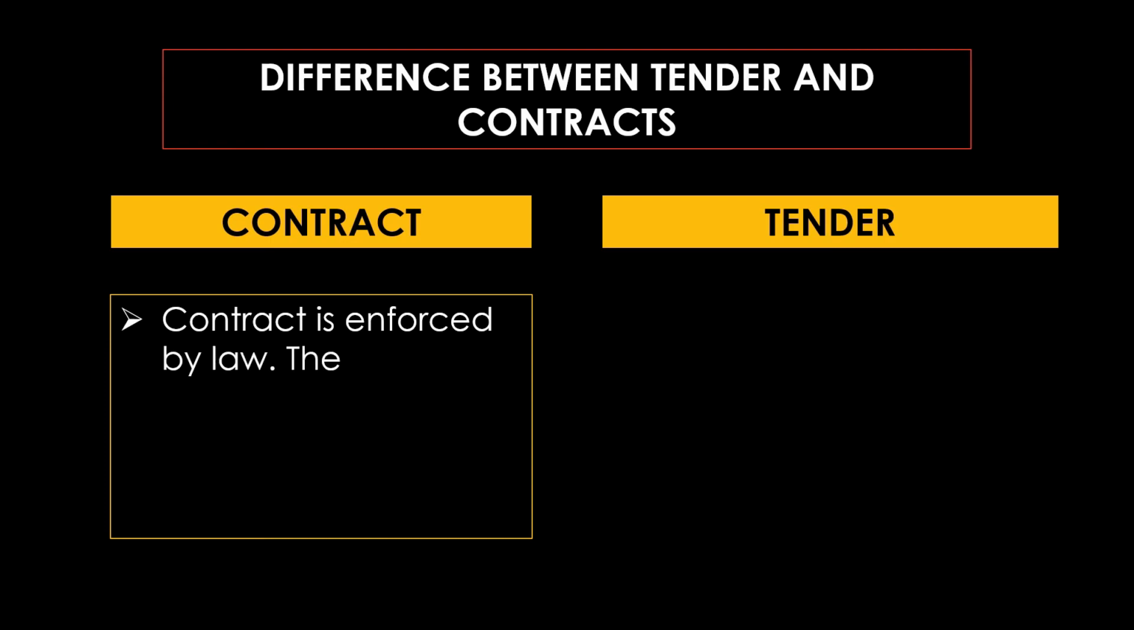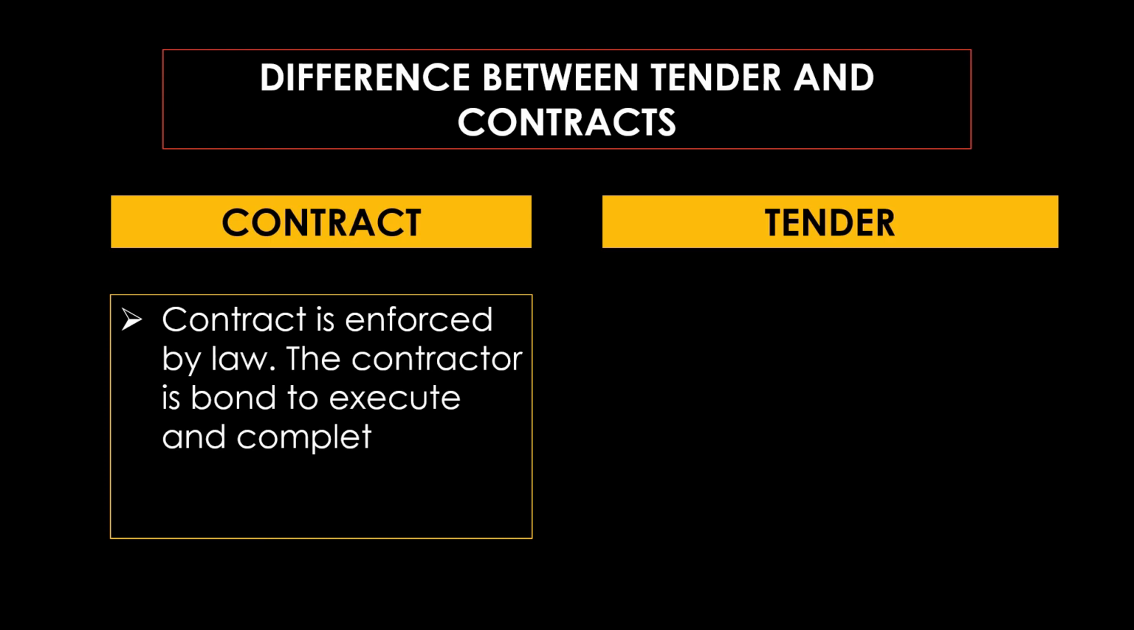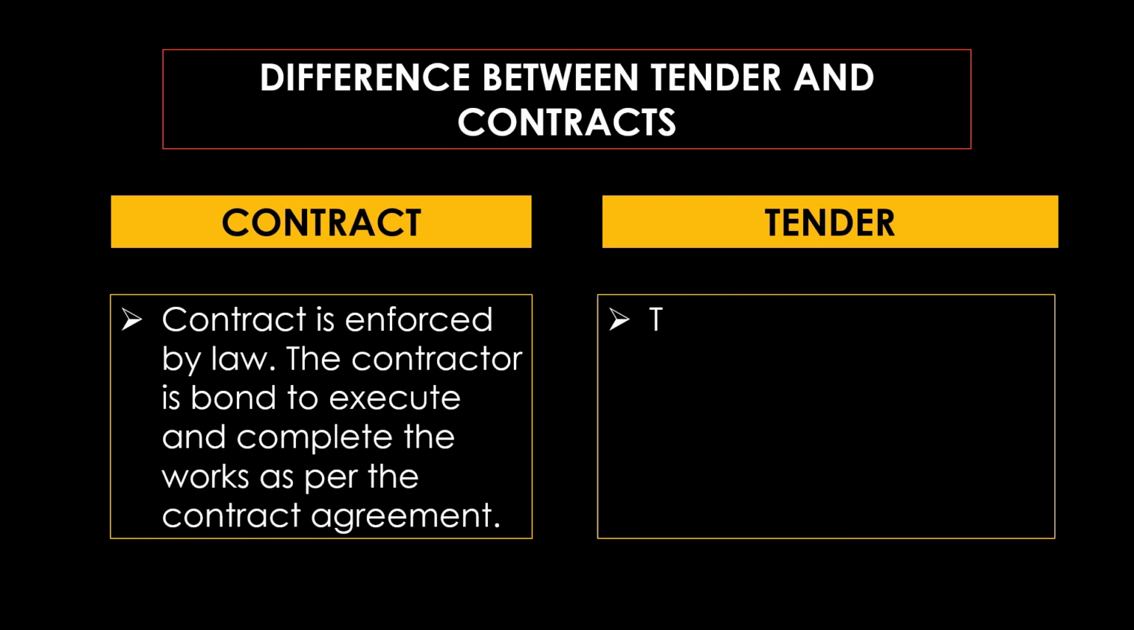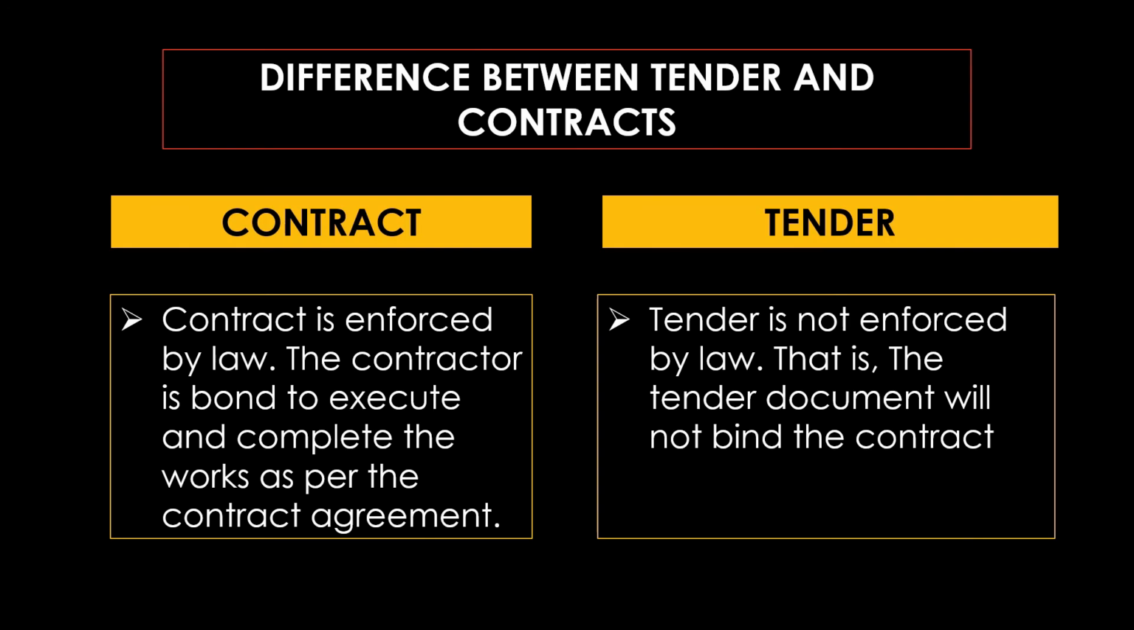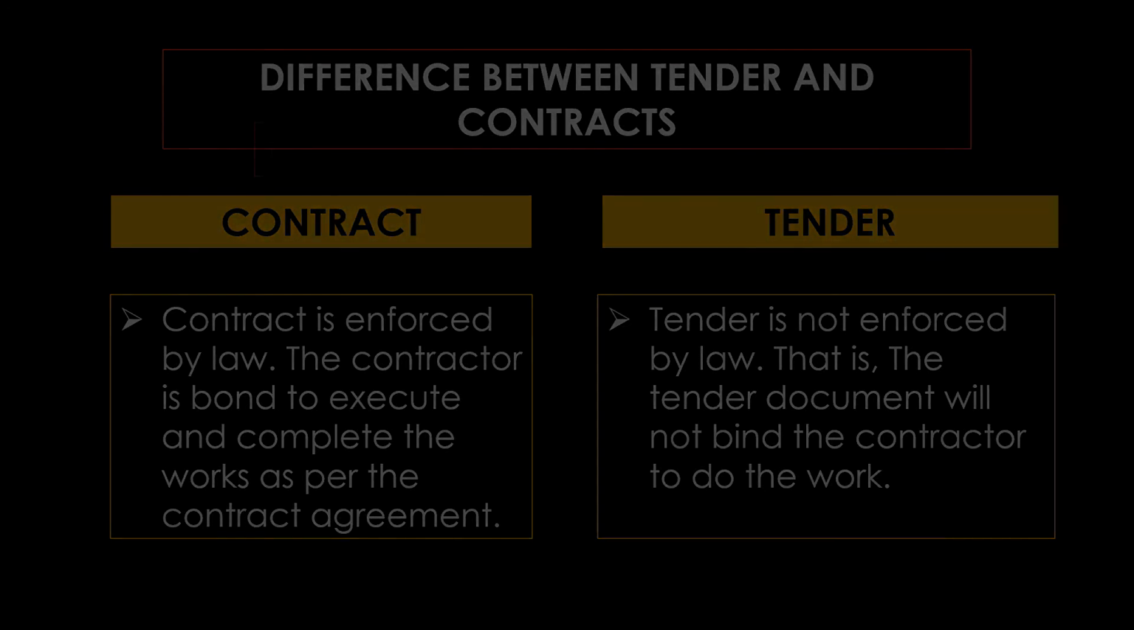A contract is enforced by law. The contractor is bound to execute and complete the works as per the contract agreement. But in the case of a tender, it is not enforced by law. The tender document will not bind the contractor to do the work. These are the basic processes of tender and award of contract.